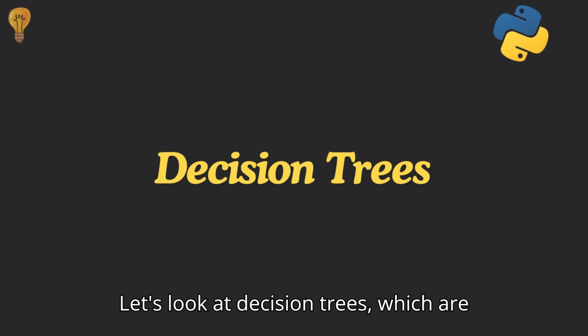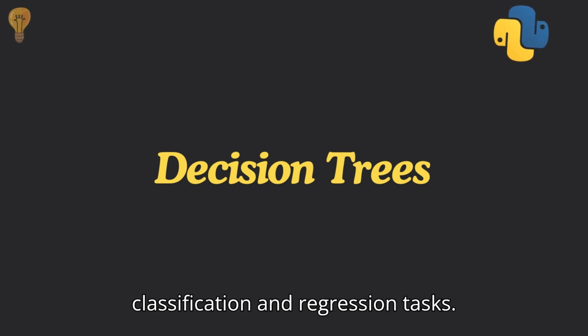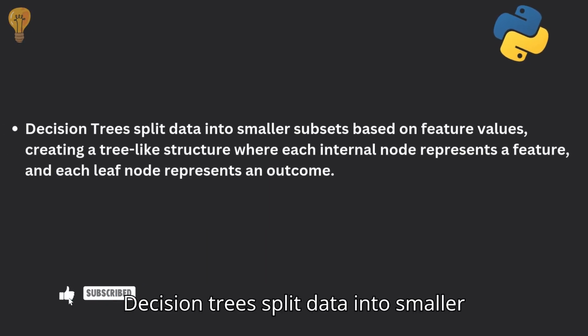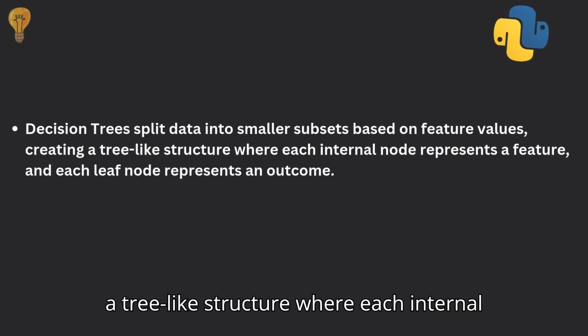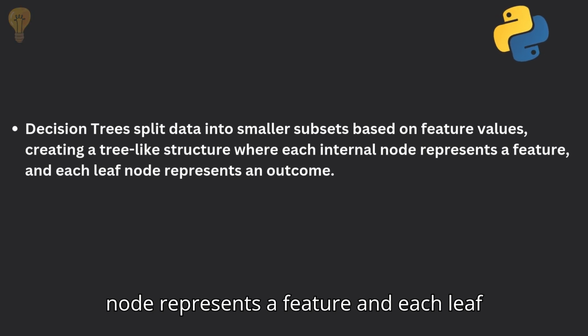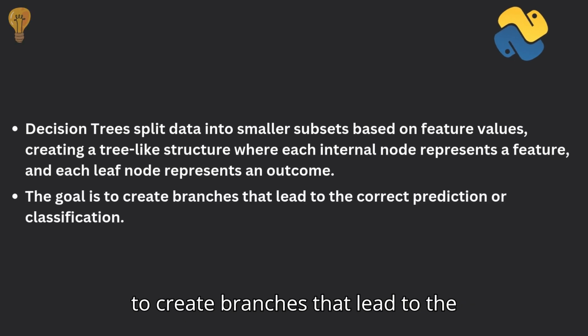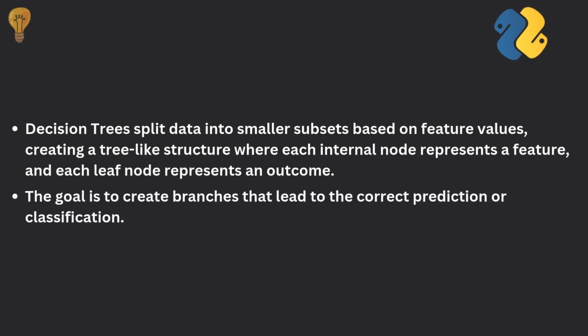Let's look at decision trees, which are powerful algorithms used for both classification and regression tasks. Decision trees split data into smaller subsets based on feature values, creating a tree-like structure where each internal node represents a feature and each leaf node represents an outcome. The goal is to create branches that lead to the correct prediction or classification.